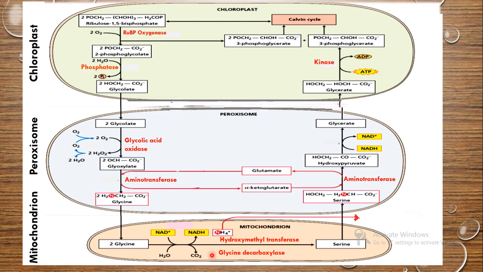Here 2 reactions is taking place. One is decarboxylation and another one is deamination. In decarboxylation, carbon dioxide is released and water molecule is added. At the same time, NAD plus is converted into NADH. This reaction is catalyzed by glycine decarboxylase enzyme. At the same time, ammonia is released, and this release is catalyzed by the enzyme hydroxymethyl transferase. Then serine is formed, and this serine again enters into peroxisome.